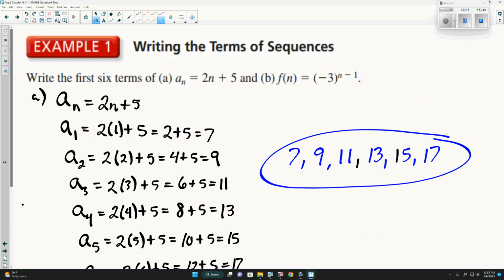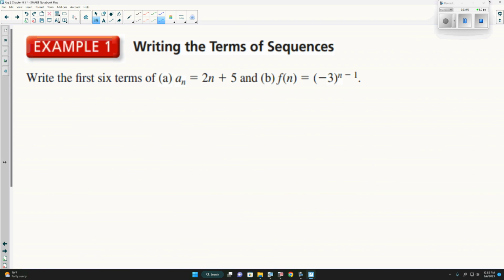So that's the first one. Well, A and B, because it had 2 sequences. So the other one is f of n is equal to negative 3 to the n minus 1. So we're doing the same thing, but this time we'll say f of 1. So we're plugging 1 in for n. So we have negative 3 to the 1 minus 1.